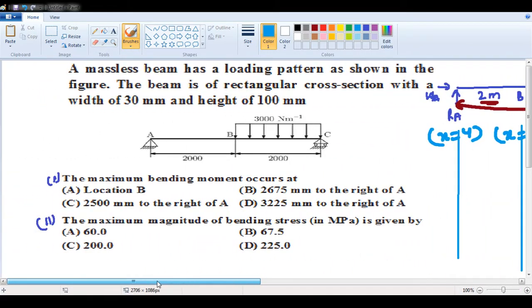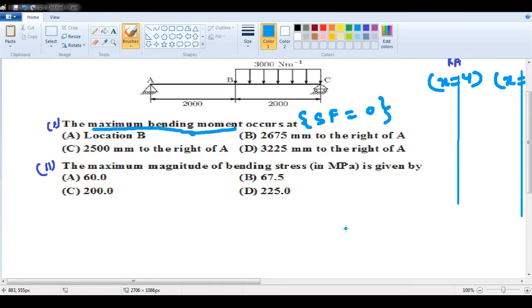So the question is asking the maximum bending moment. So the maximum bending moment, where does it occur? Wherever shear force will be 0, correct or not? So where is shear force getting 0? Let us check over here where shear force is getting 0.